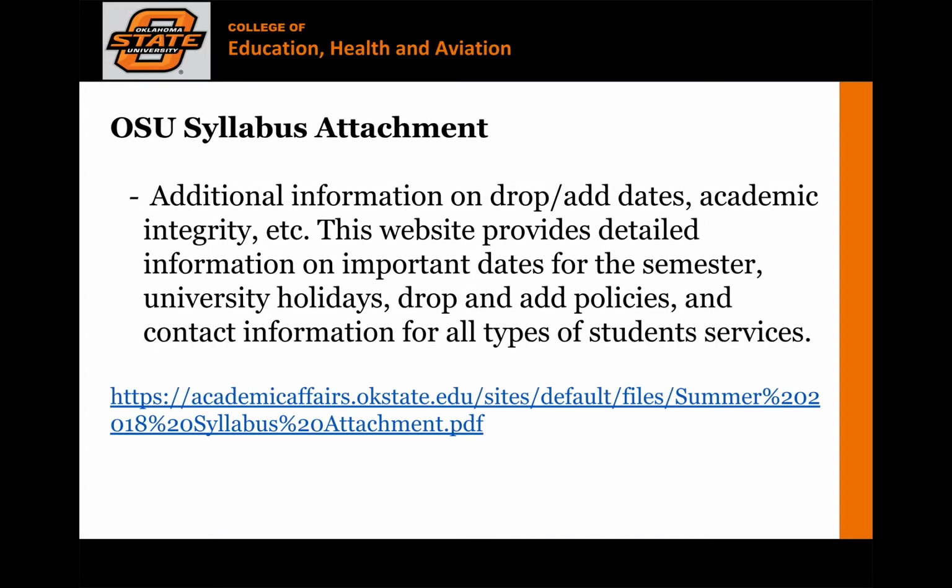The OSU syllabus attachment has all of the additional information that you need to know. Some of this is actually in my syllabus, like academic integrity, but any of the drop/add dates or anything like that will be in that syllabus attachment, which is in the course documents folder. But there's also a link in my syllabus, which is also right here.